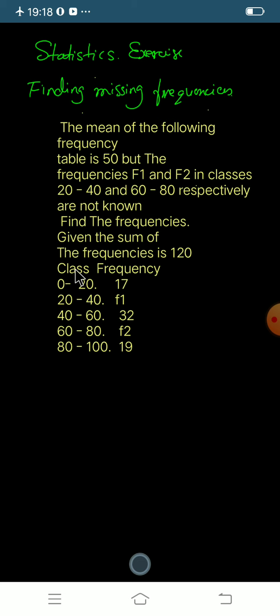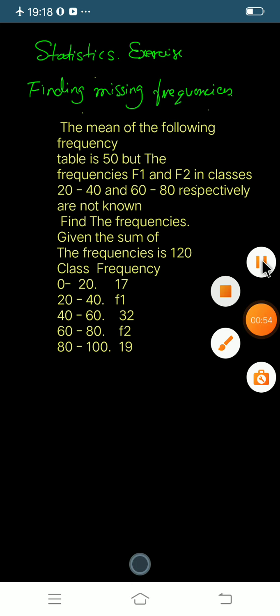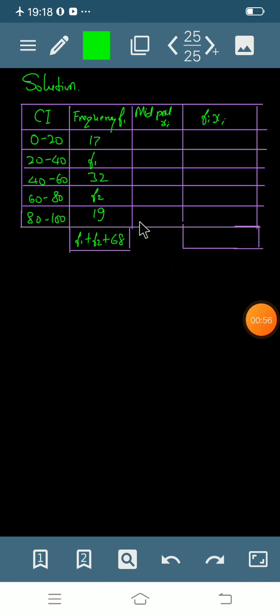Now, class interval and frequency: class interval 0 to 20, 17; 20 to 40, F1; 40 to 60, 32; 60 to 80, F2; 80 to 100, that is 19. Here we have to find the missing frequencies F1 and F2, right? Now let us do this. Now let us find a solution for this problem.